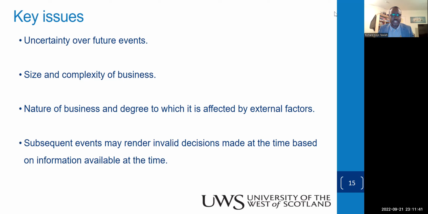Now, subsequent events may render invalid decisions made at the time based on information available at the time. What are we saying here? We may have taken a decision we thought was valid because of the information we had on hand. But when the subsequent event is reviewed, you realize that the decision we made earlier was actually void because the subsequent event has exposed the lapse in the decision or in the information that we had earlier on. So any decision we would have taken is void.